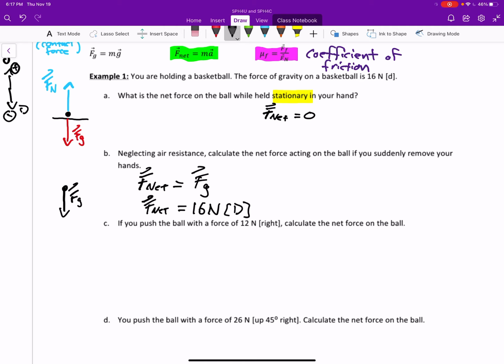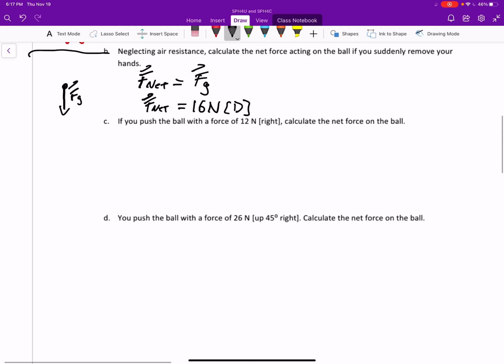So this is the immediate moment after we take our hand away, right? It's immediately after our hand is removed. Okay, if we push the ball with a force of 12 newtons to the right, calculate the net force on the ball. Let's assume that the ball is resting on a surface.